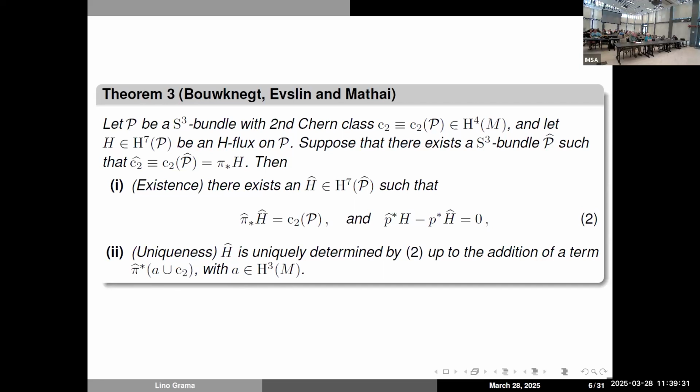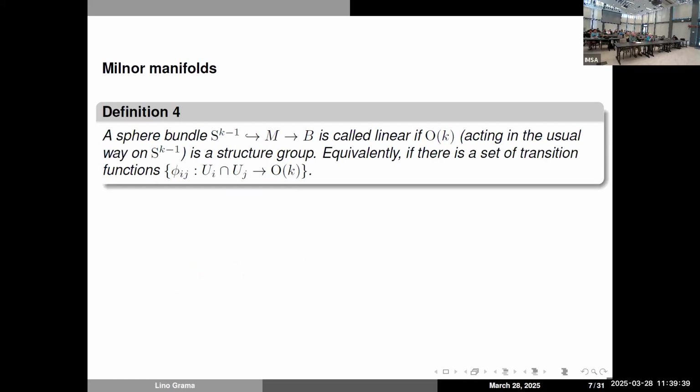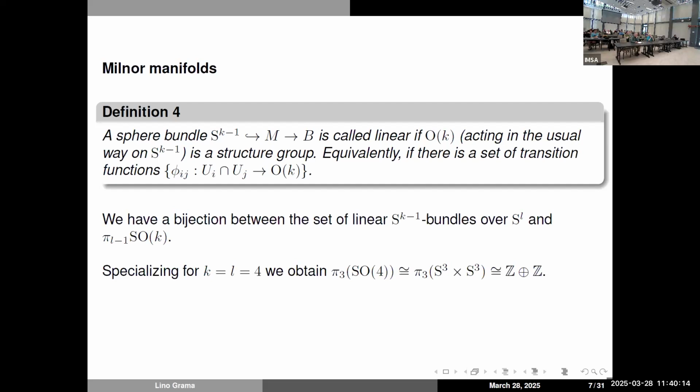But now starting our work, for the rest of the talk, or most of the rest of the talk, we will focus on these Milnor manifolds. Let me recall the definition of the spherical bundles. A spherical bundle is called linear if the structural group is the orthogonal group acting on the sphere in the usual way, or equivalently, the transition functions of this bundle take values in the orthogonal group. This is called a linear bundle. And there is a bijection between the set of linear S^(k-1) bundles over S^l and the pi_(l-1) of SO(k).